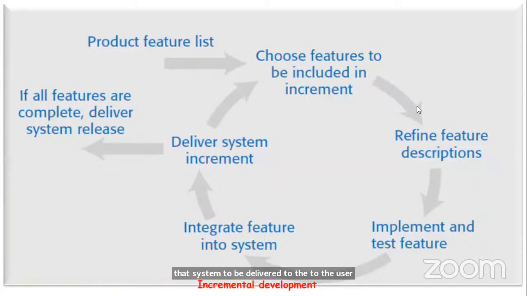So this is the incremental development style. You have the product feature list. Then choose features to be included in the increment, refine feature descriptions, implement and test features, integrate features into the system, and deliver the first increment. If all the features are complete, deliver the system as a release.